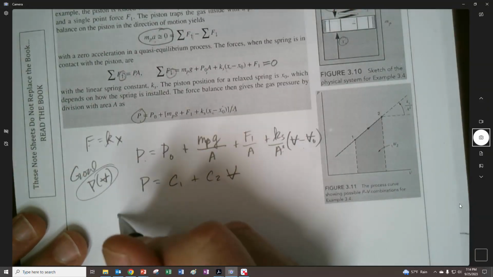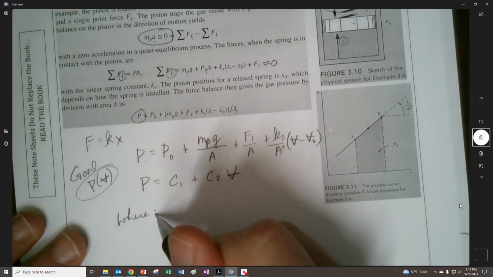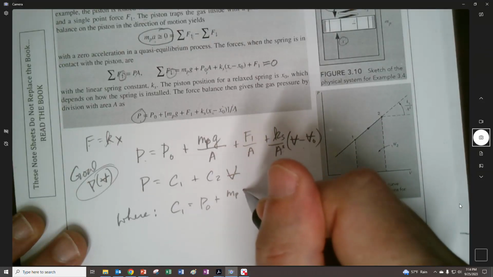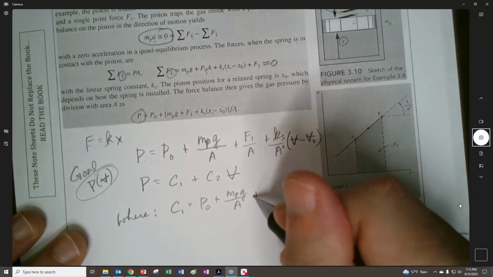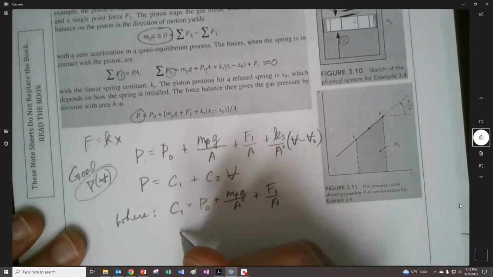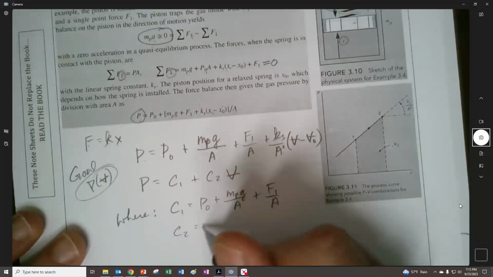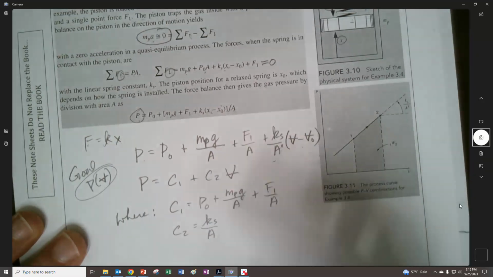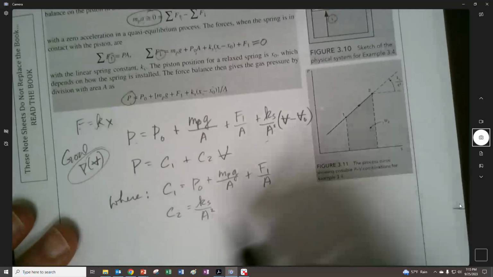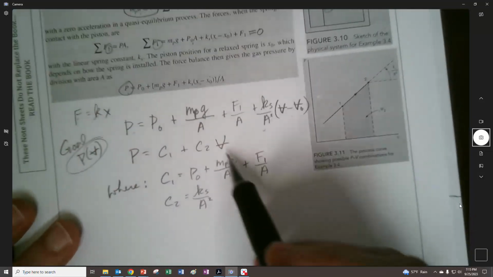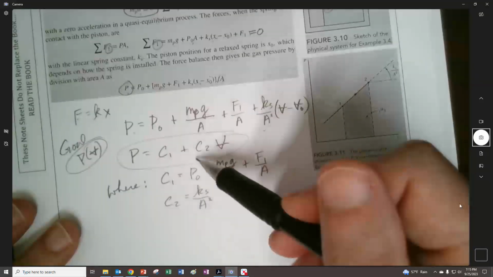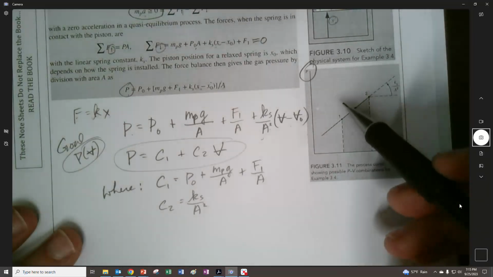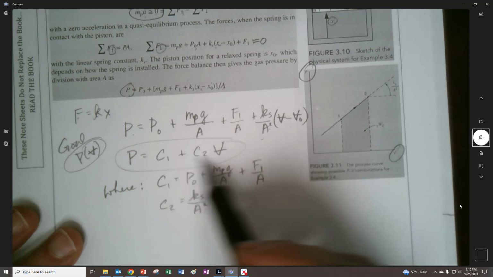All right, so to explain, I'll say that C1 is equal to P0 plus M P G over A plus F1 over A, and C2, these are just constants, is going to be K, the spring constant, divided by the area squared, not area 2. With that, what you can see from this equation is it's a straight line. This describes a straight line on a P versus volume diagram, a PV diagram. And so it's a straight line.